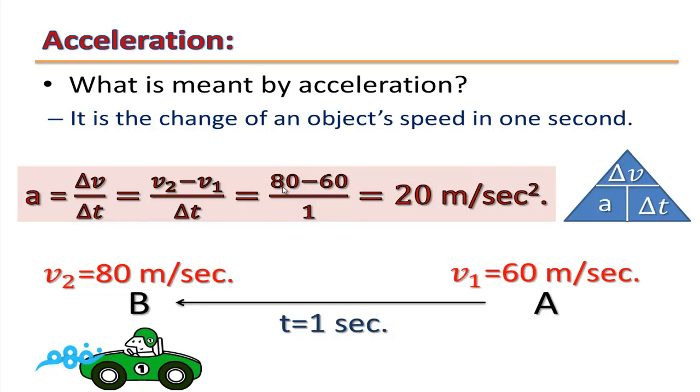The final speed was 80 minus 60 over 1 second. So in this case, the acceleration equals 20 meters per second squared. And this is the measuring unit of acceleration, meter per second squared, as we will say later.